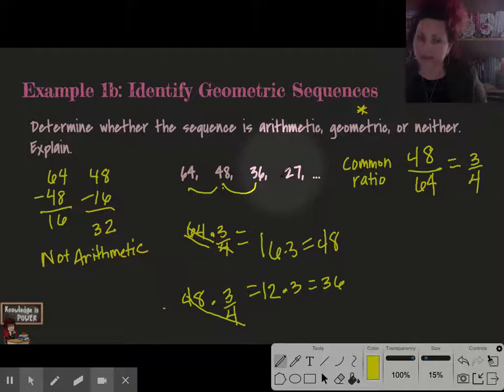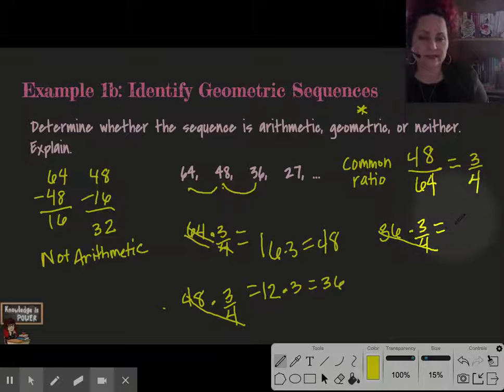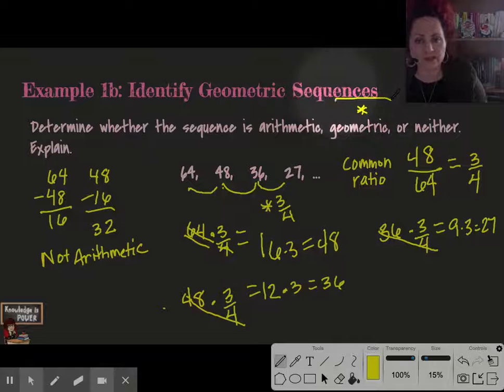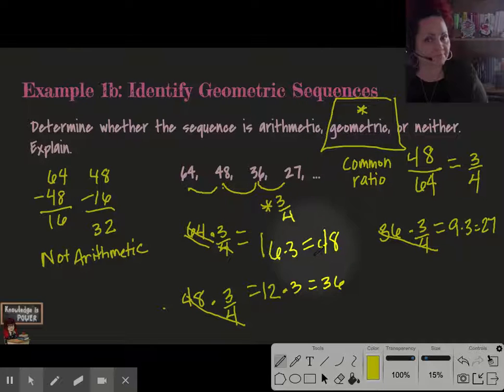I mean, we can test it, because that last one could change everything, right? Let's start off with 36 and we want to multiply that times 3/4. 4 goes into 36 9 times. 9 times 3 is 27. So yay, this works. Every single time we can multiply by 3/4. Therefore, this is geometric.